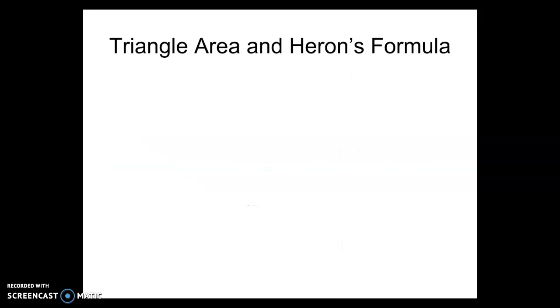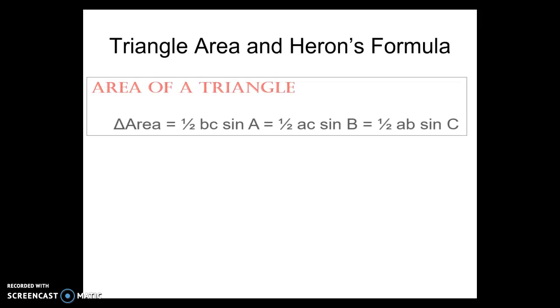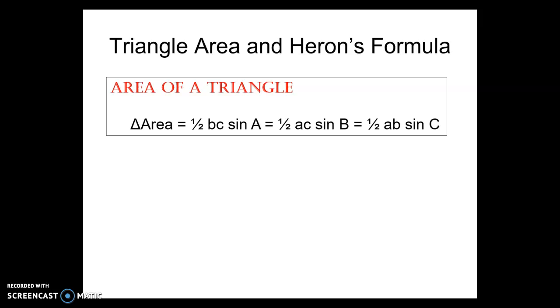Then there is something called triangle area and Heron's formula, which is just a little tidbit thrown in here. You could figure out the area of a triangle by this function here.